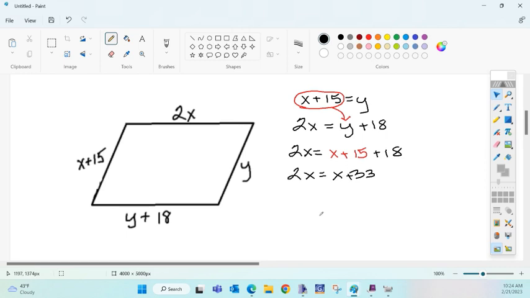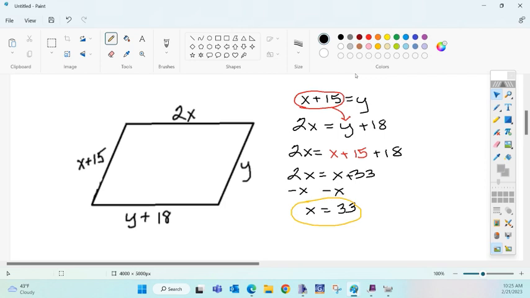Okay, now what? X equals 33. X equals 33, good, because when we take away x, we get x equals 33. So we found x, that's good, that's one of our answers. And then how do we find the other answer?